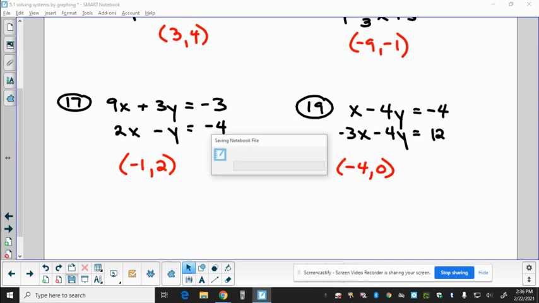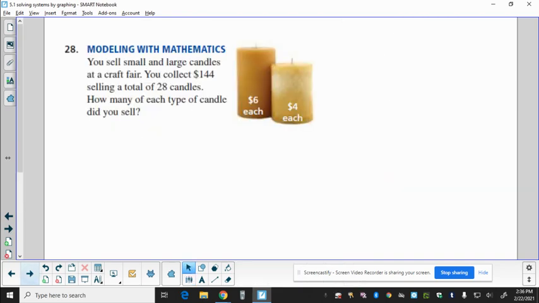Now I think we have one more problem left. Let's check this out. It's a little word problem. You had to look at that picture to be able to do this correctly. So it says you sell small and large candles. Okay, we can see those. The large one looks like it's $6 each, and the smaller $4 each. So this says you collect $144 selling a total of 28 candles. How many of each type of candle did you sell?